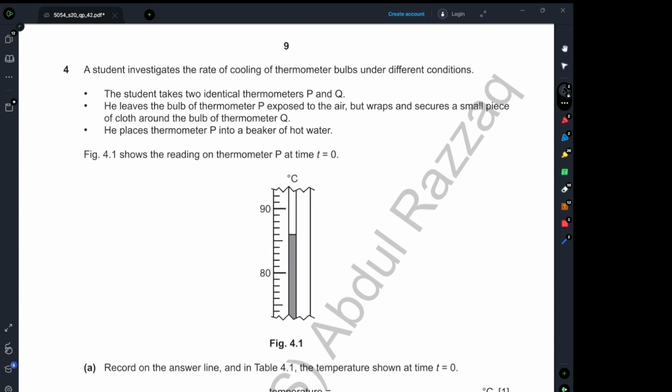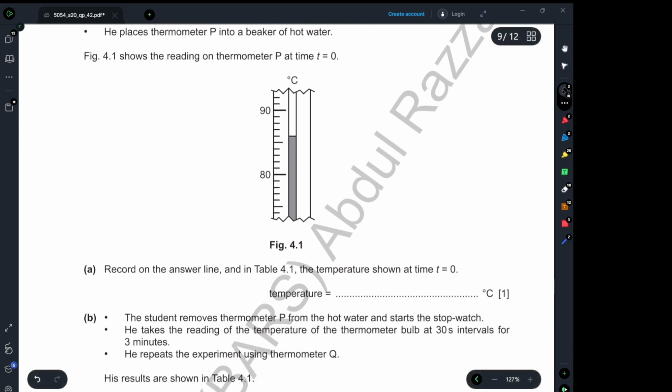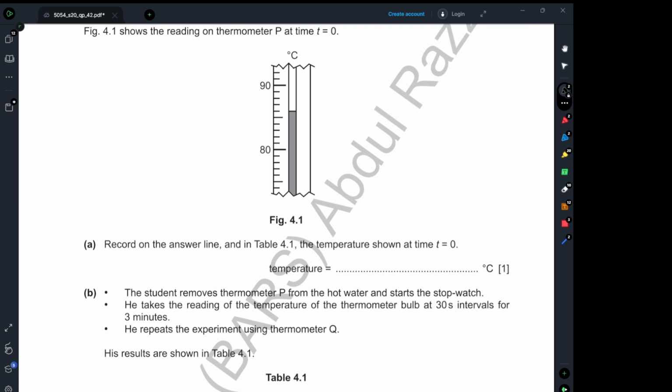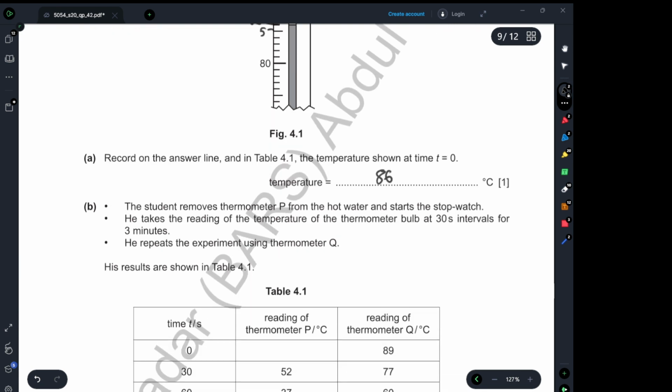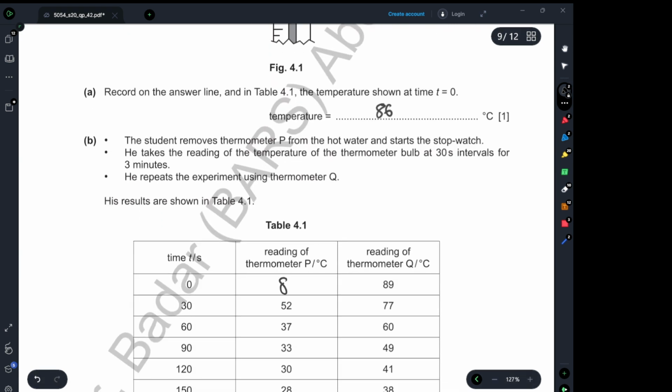Question number 4. A student investigates the rate of cooling of thermometer bulbs under different conditions. Figure 4.1. Record on the answer line. Table 4.1. The temperature shown at T is equals to 0. So temperature में क्या show हुआ है? जाहिर सी बात है 80 और 90 के बीच में 10 divisions हैं, so this right here must be 85, so that makes our current level 86 degrees Celsius. Unit already दिया हुआ है, so this right here is going to be 86 degrees Celsius.